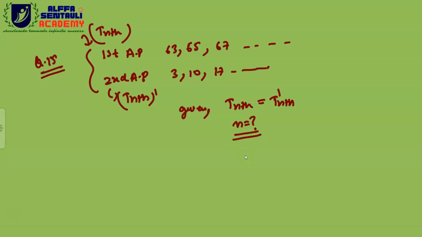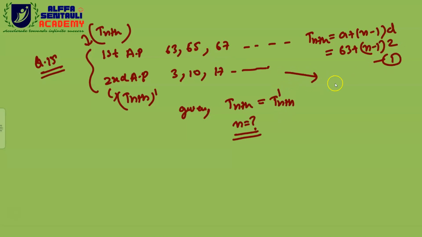So can you guess what is the value of n? No. Easy. See, what should be the value of Tn here? Tn should be a plus n minus 1 into d. So what is the value of a here? 63. n will remain n, because n in both APs is the same. The value of d is what? 65 minus 63 is how much? 2. 67 minus 65 is also 2. So the common difference is 2. This is equation 1.